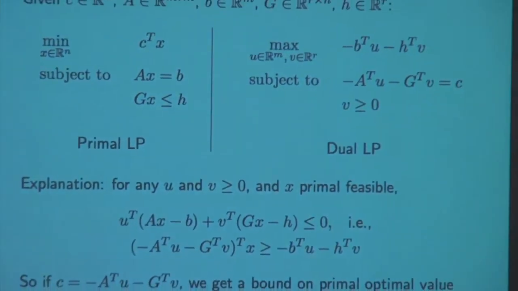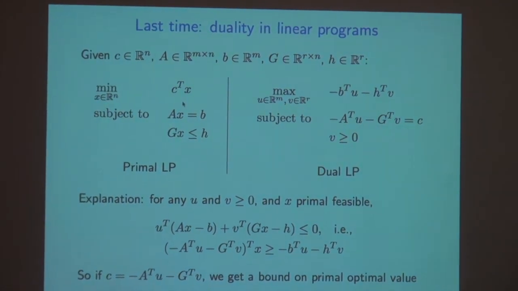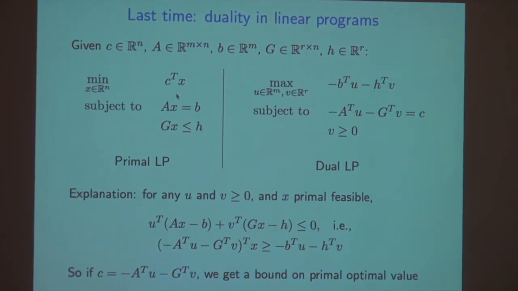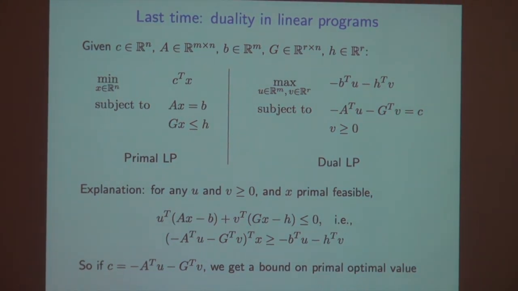So last time, just to remind you, we looked at duality in linear programs. And I wrote the linear program in this form: minimize some linear function c transpose x subject to linear inequality and equality constraints, Ax equals b and Gx less than or equal to h. In the context of duality, we call this the primal linear program. This was the original linear program we were interested in.